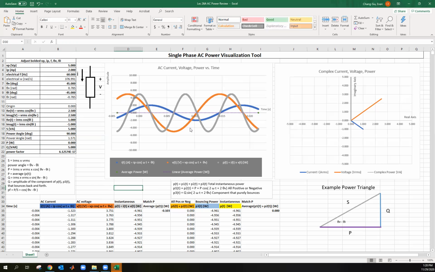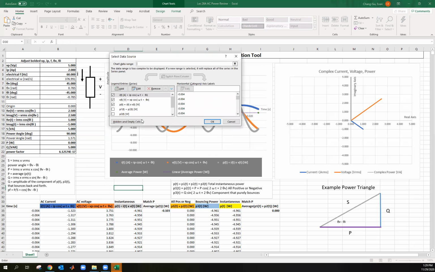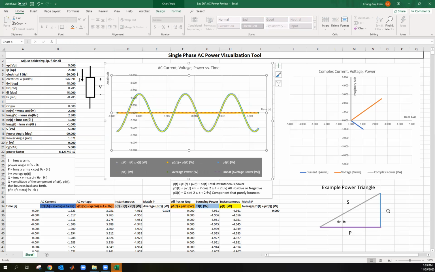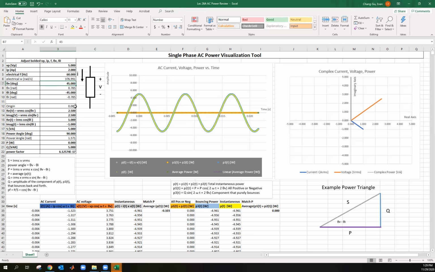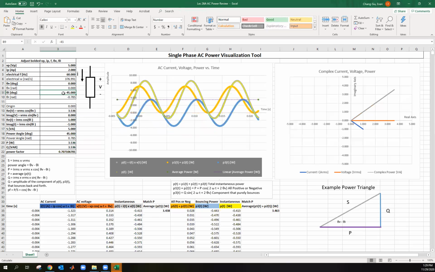Now I have actually added this to the visualization. You just have to go here, select data, and I'm going to take away the currents and voltages just so that it's a little less busy. And I'm going to put P1 and P3 and the instantaneous power. Okay, this case is kind of boring because everything's in line, but let me make it a little more interesting. Let me make theta V as 0, and let me make theta I, yeah, we'll keep it at minus 45.